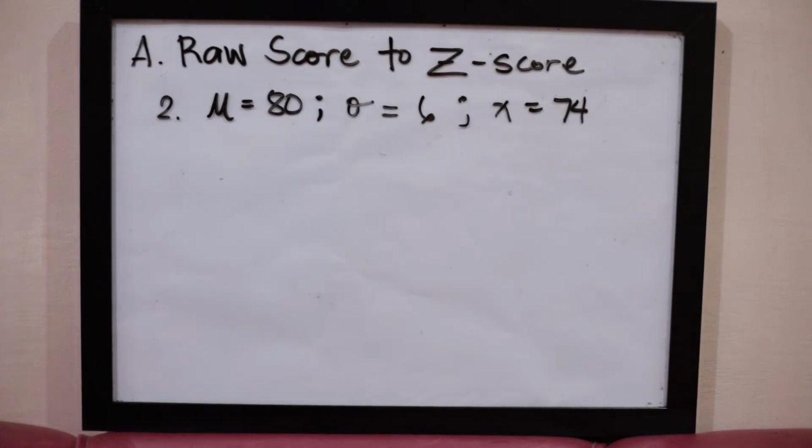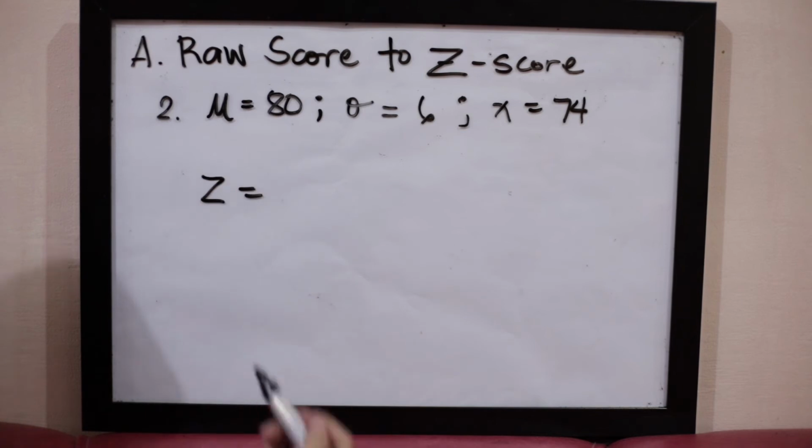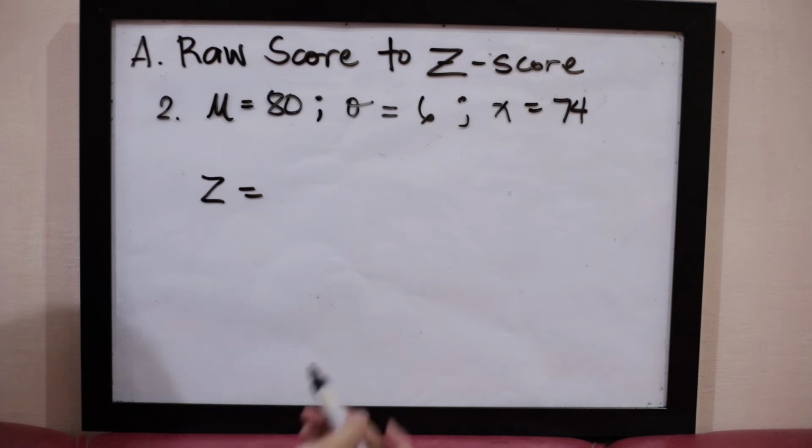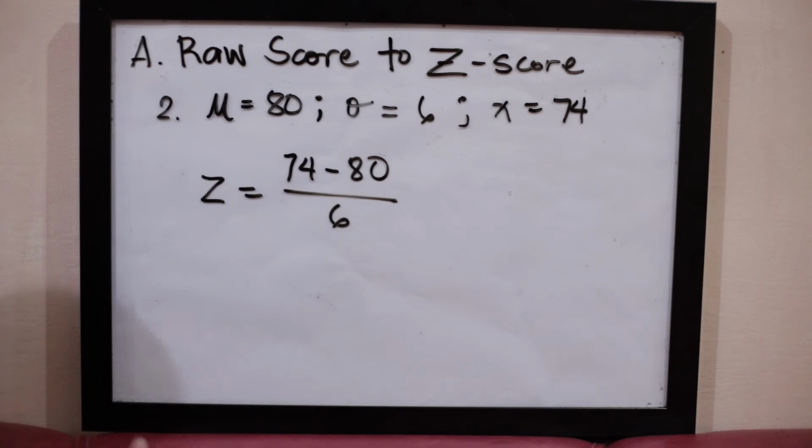Next problem, raw score to C-score again. If the mean is equal to 80, standard deviation is 6, and your raw score is 74, we have to look for the C-score. So, again, we use the formula for the C-score na X minus the mean all over the standard deviation. Substituting the values, we will have 74 minus 80 all over 6. Again, if your calculator is a 4-liner calculator, or you have a wider screen, all you have to do is just type the numerical values the same way I write it down on this board.